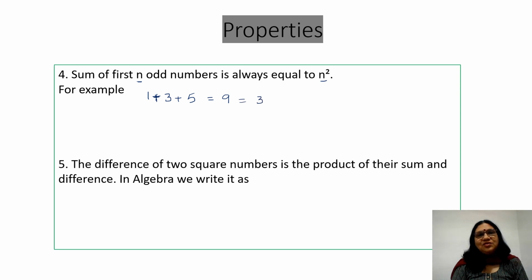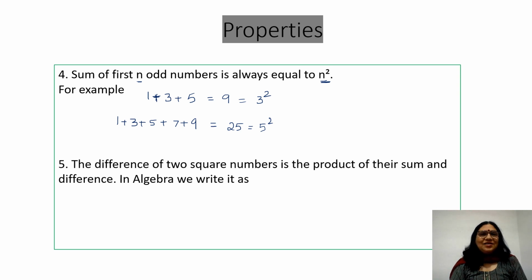Am I getting 3 square? Yes. If I take 5 odd numbers, so 1 plus 3 plus 5 plus 7 plus 9, 5 odd numbers, add them together. 4 plus 5, 9, 9 plus 7, 16, 16 plus 9, 25. Yes, you have got 5 square. That is n square.